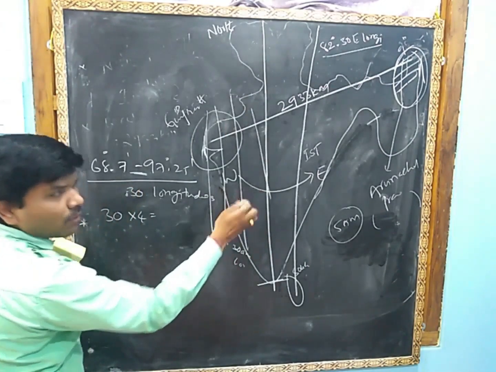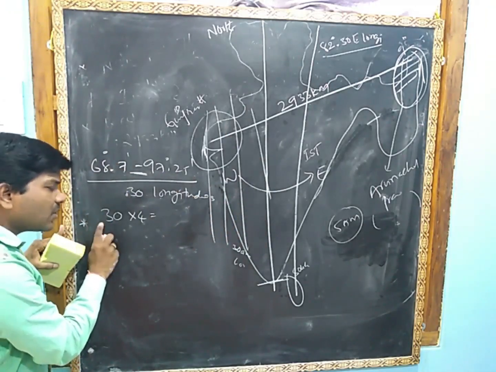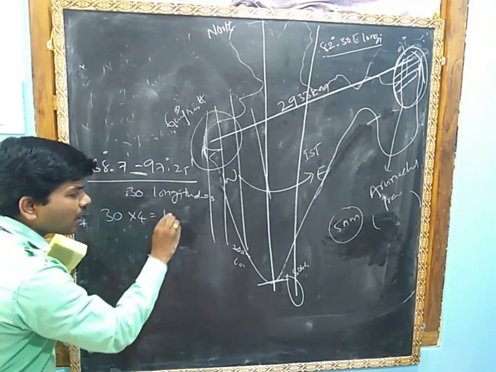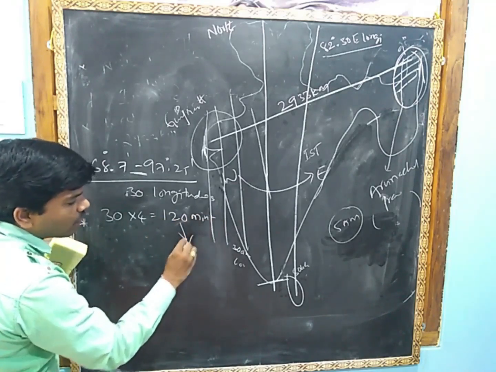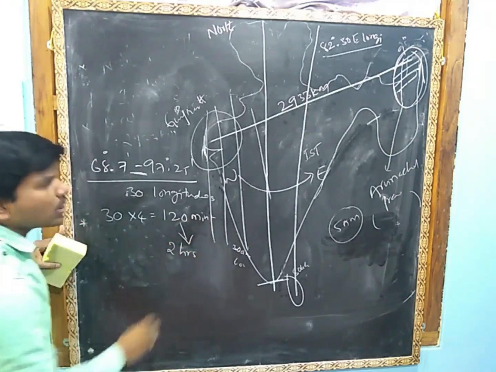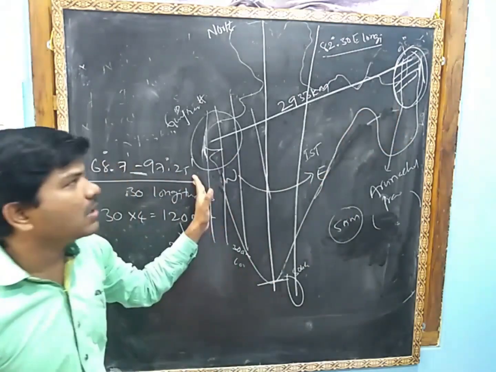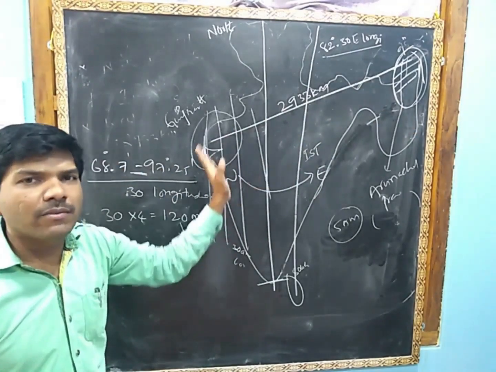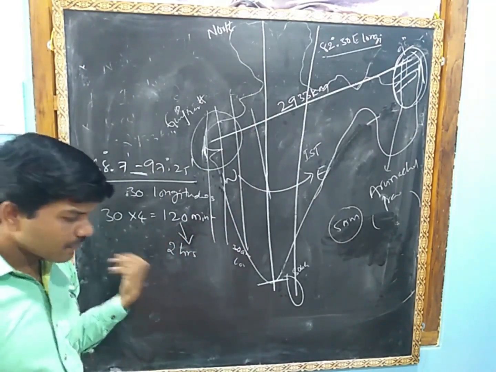To cross one longitude, 4 minutes time will be taken. Hence 30 into 4, 30 longitudes, 4 minutes each. That means 120 minutes. So 120 minutes you can convert, it is 2 hours. So there will be a 2 hours difference between Arunachal Pradesh and Gujarat. I repeat, Arunachal Pradesh and Gujarat. So this is the method of time calculations. This we already learned in our 9th class.